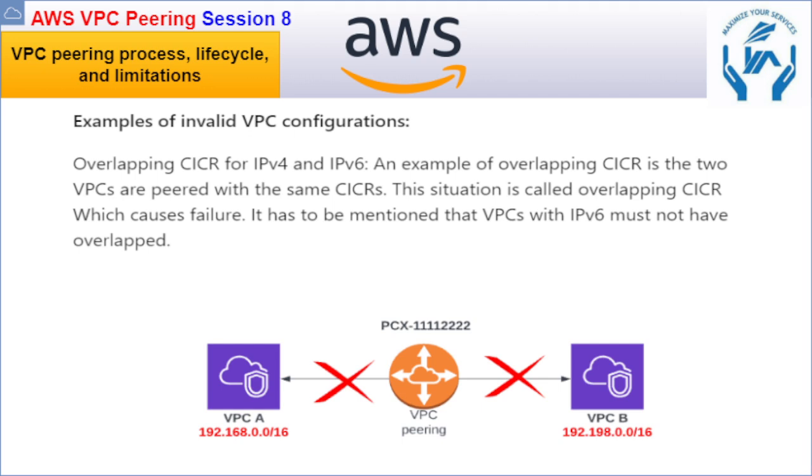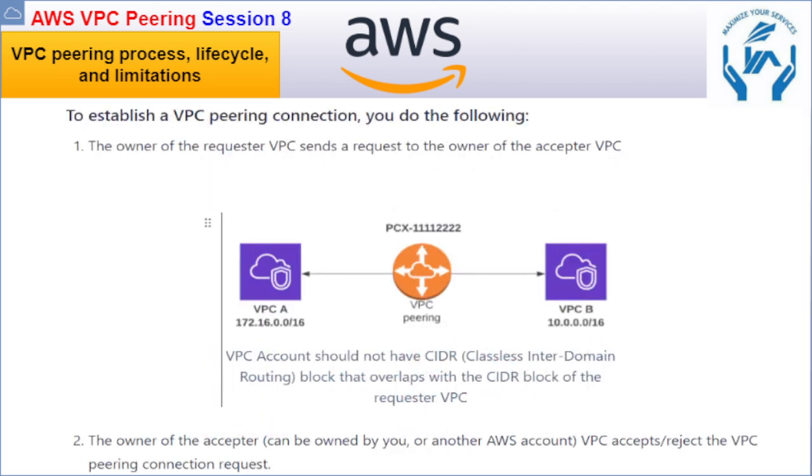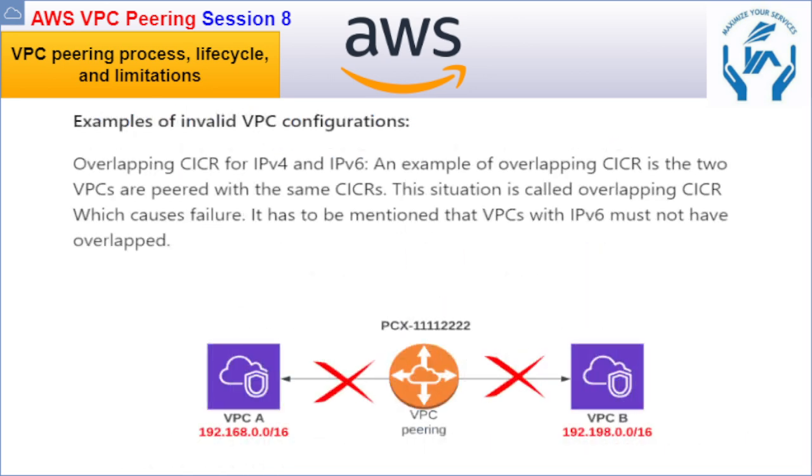We have to know about overlapping CIDR. What is CIDR? It is classless interdomain routing. What does its rule say? An example of overlapping CIDR is when the two VPCs being paired have the same CIDRs. This situation is called overlapping CIDR, which causes failure. It has to be mentioned that VPCs with IPv6 must not overlap either.